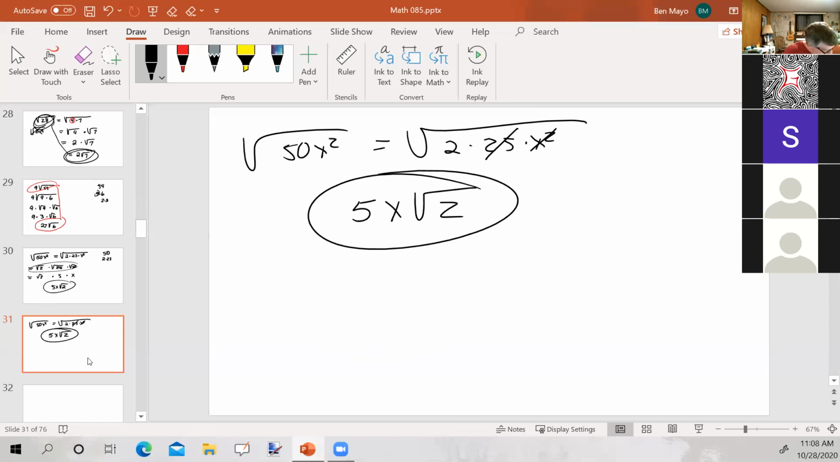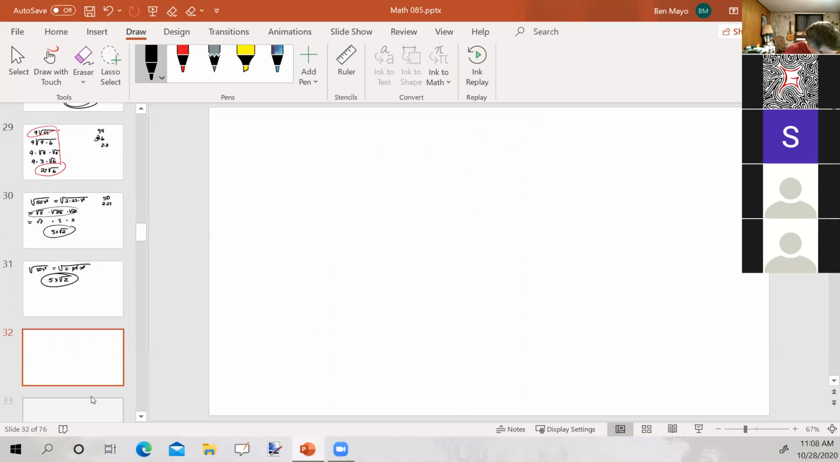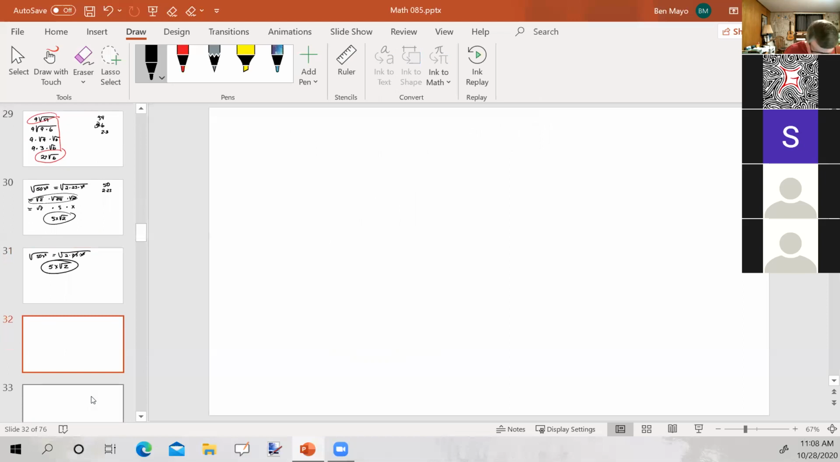I'll take that as a yes. All right. Now, how about this? 4 times the cube root of negative 81a cubed. Suddenly, the index has changed. It's no longer a 2, it's a 3.